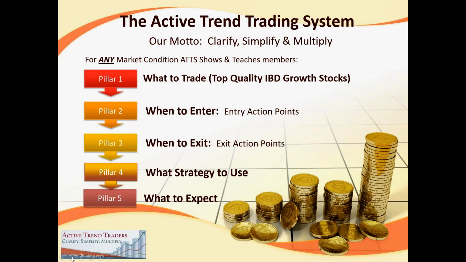Remember with the active trend trading system that our motto is to clarify and simplify so that we can all multiply. We follow 5 pillars: what to trade, IBD growth stocks and index ETFs; when to trade, when to enter, when to exit; what strategy to use; and what to expect.